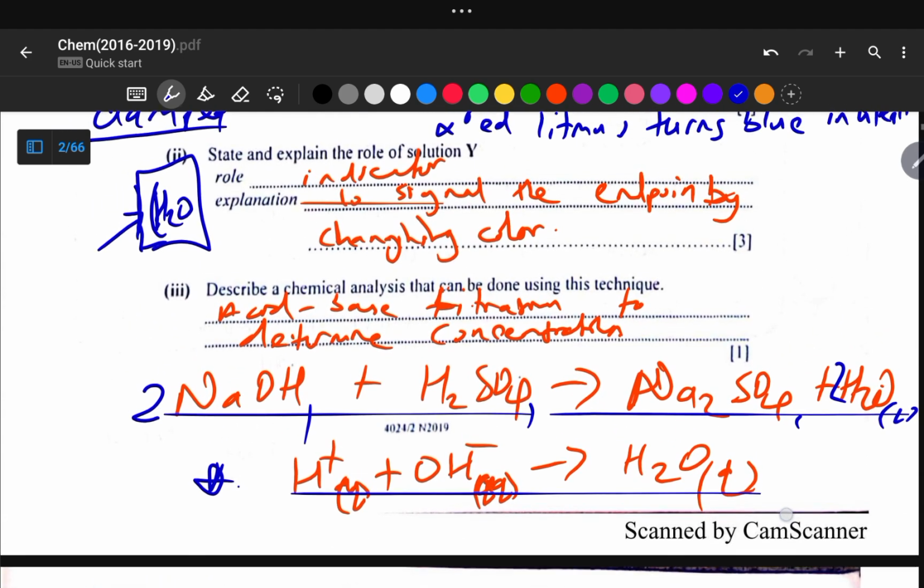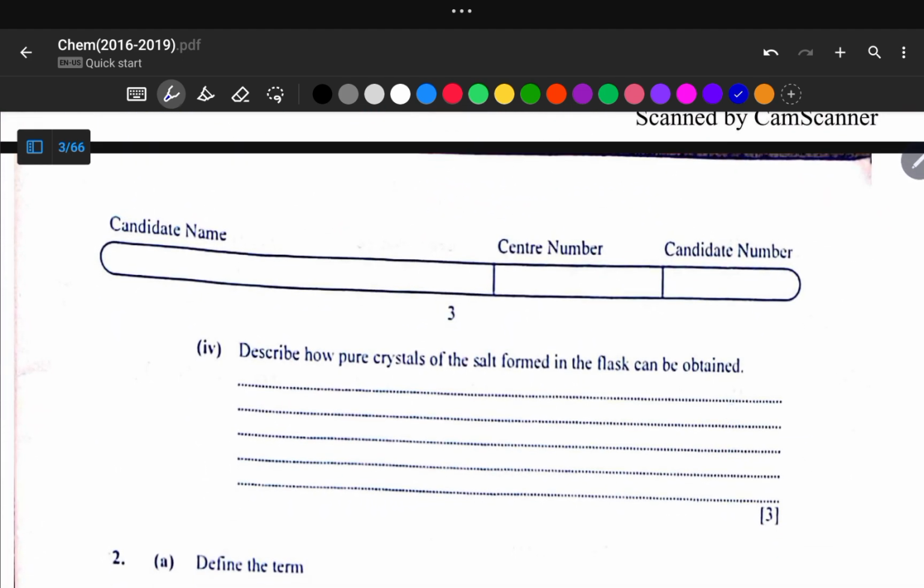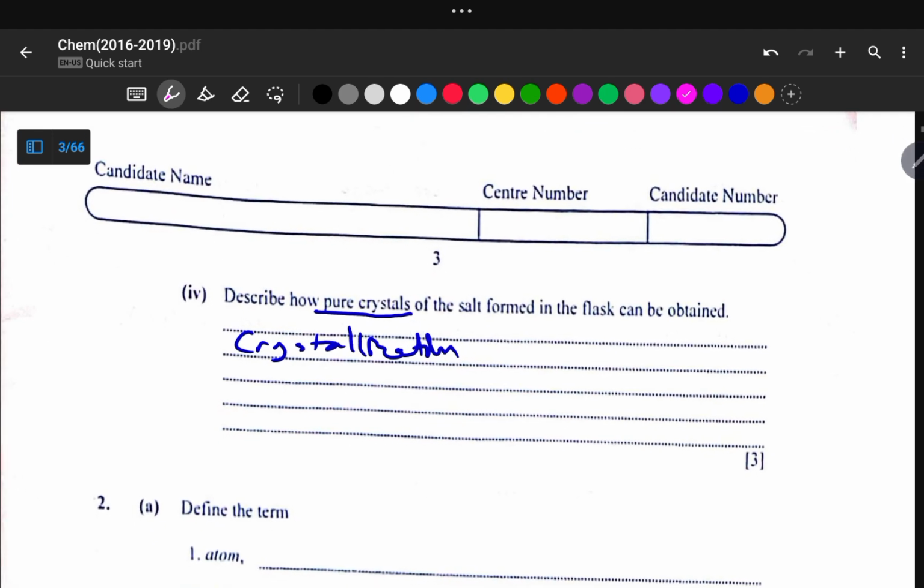Right? So I think we are now moving on to this part which says describe how pure crystals of the salt can be formed. So to form pure crystals, we use the method called crystallization, right? So we use the method of crystallization. So whenever they say tell us how we can obtain pure crystals, always remember the method of crystallization. So the method of crystallization can be defined as the method used to separate a pure solid from a solution, right? So it is the best method to obtain a pure salt or pure crystals, right?